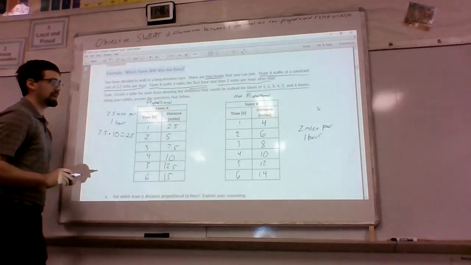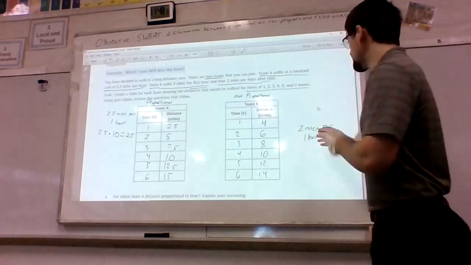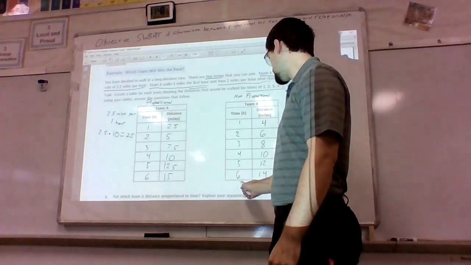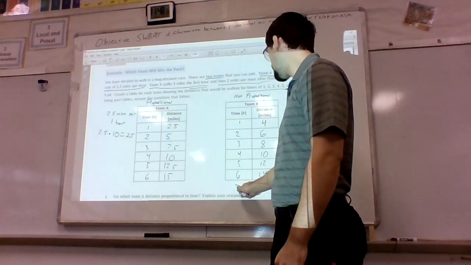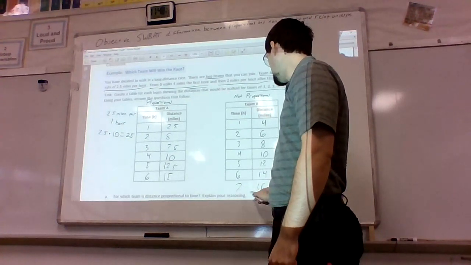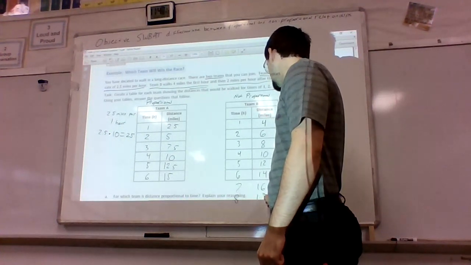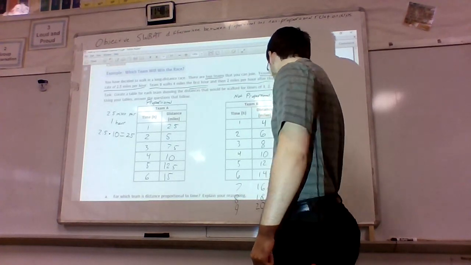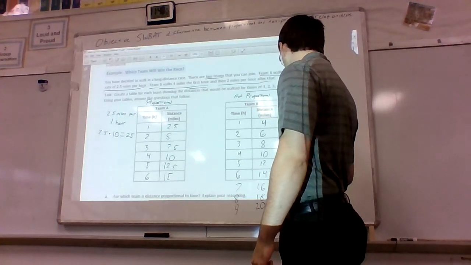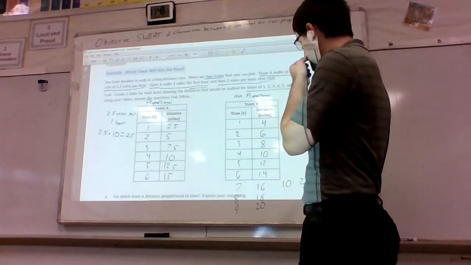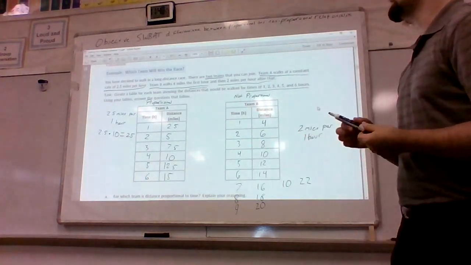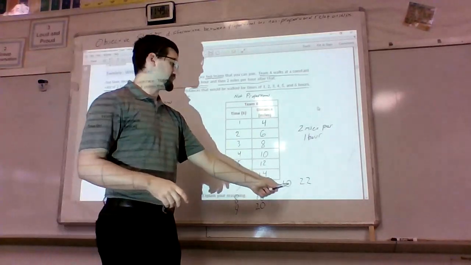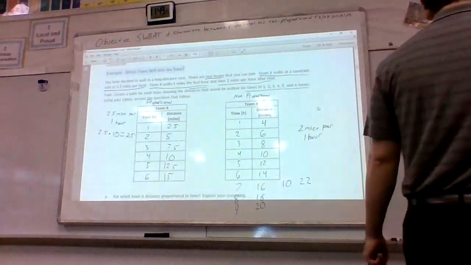Okay. And over here, we can't just use multiplication. So let's just continue our addition way of doing things. So then, let's see, at 6 hours, 14 miles. At 7, then they should be at 16. At 8, they should be at 18. At 9, they should be at 20. And then at 10 hours, they should be at 22 miles. So at 10 hours, Team A will be at 25 miles, and Team B will be at 22 miles.